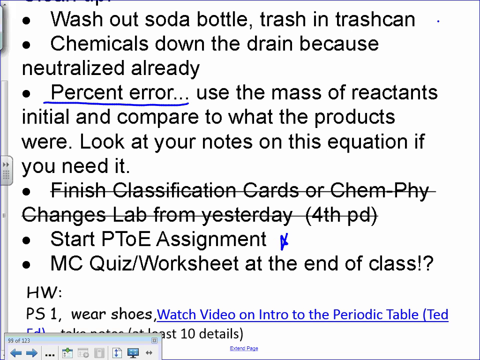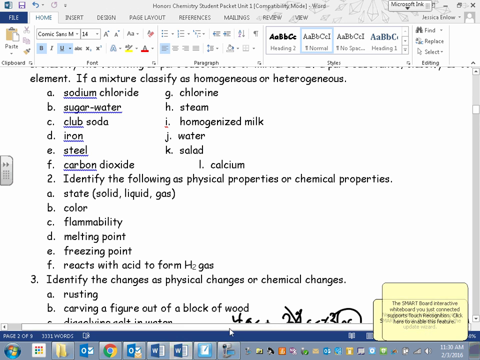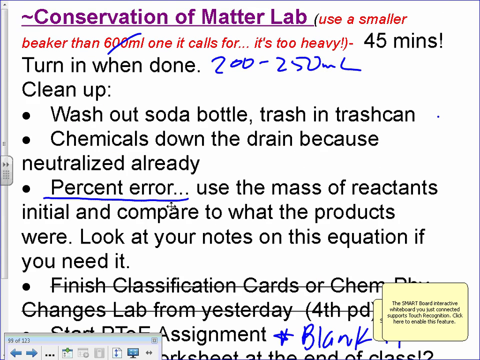After that, I'll point you in the direction where you can start your periodic table assignment, but this is going to be using a blank PTOE from your first day folder, and I'll show you where it is on my website. I'll pull it up on the board, and you guys have the Chromebooks to start that, okay? Okay, lab groups, let's go. Goggles, goggles, goggles.